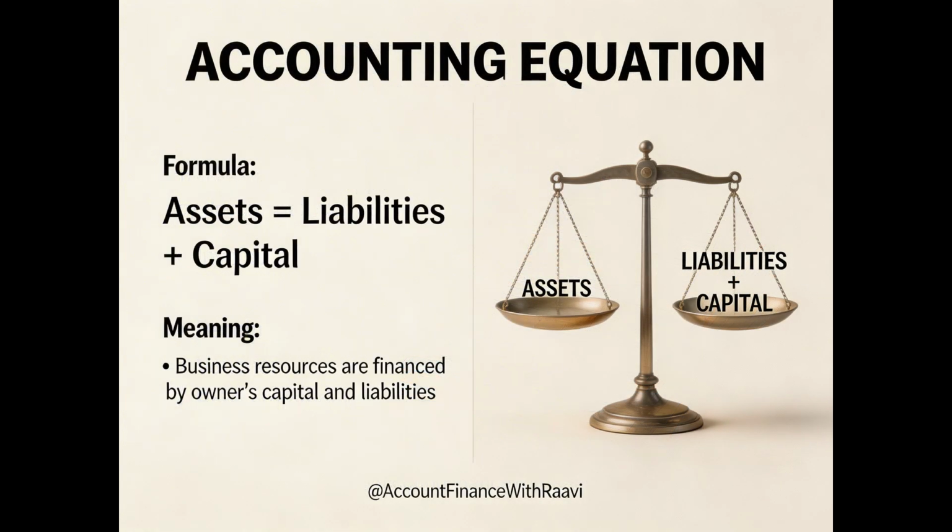Now if you see the accounting equation, this is one of the most important things every accounting or finance student needs to know. The accounting equation: assets is equal to liabilities plus capital. Capital can also be known as equity. Liabilities are nothing but the sources and assets are nothing but the resources. Generally, business resources are financed by the owner's capital, that is equity, and the external borrowings, nothing but liability.